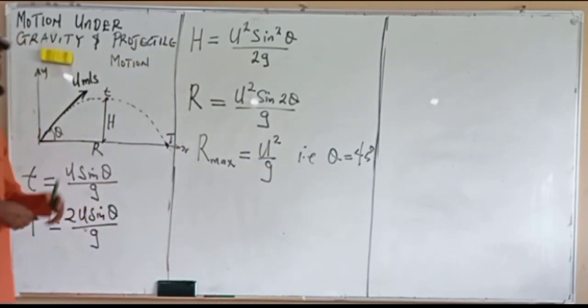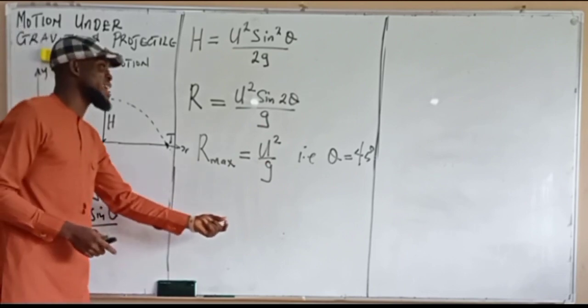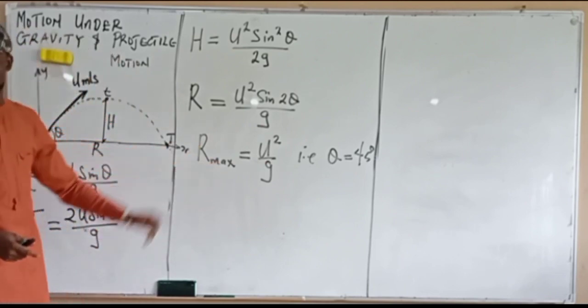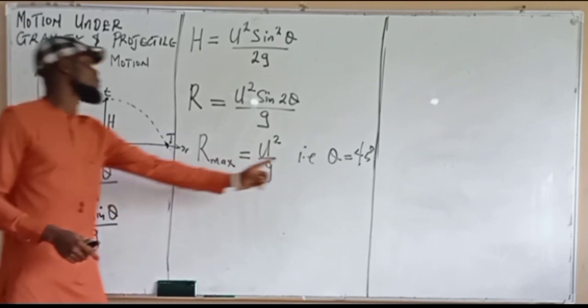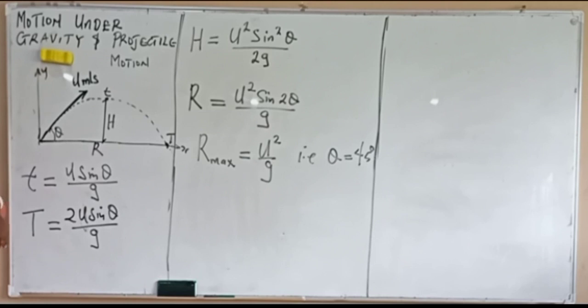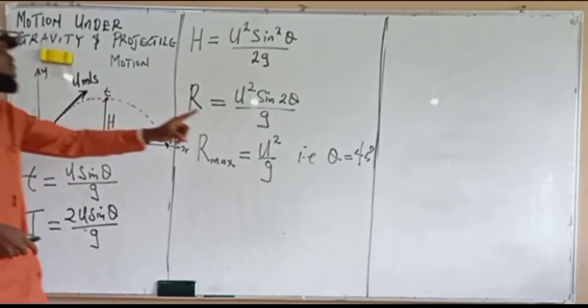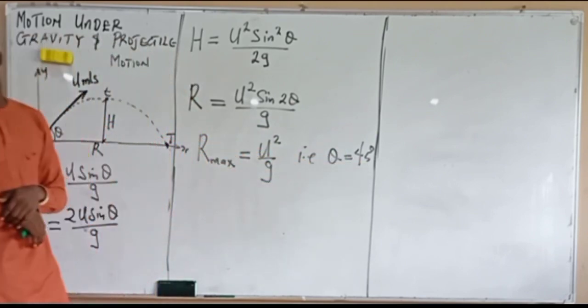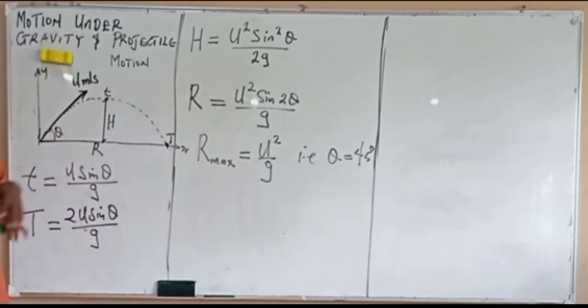So somebody can ask you, for a projectile motion, what angle will give us our maximum horizontal distance? When the angle is 45 degrees, we are going to have maximum range. If you project the body with a velocity of, let's say, 10 meters per second, and you calculate from 0 degree to 90 degree, the one that will give you maximum range is theta equal to 45 degrees.